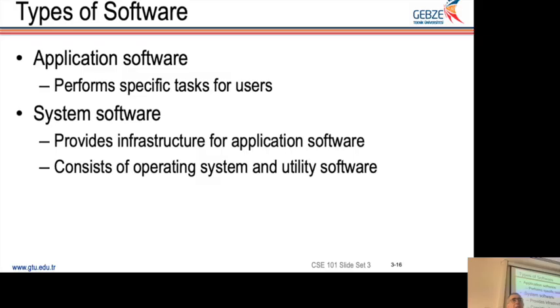The software running on those operating systems is of two kinds: application software and system software.